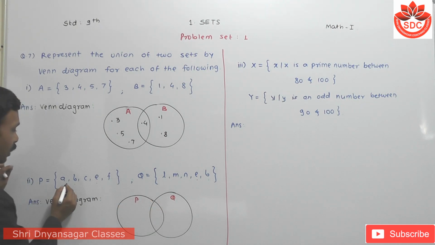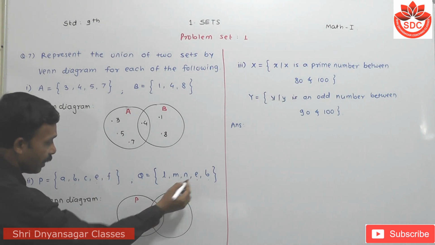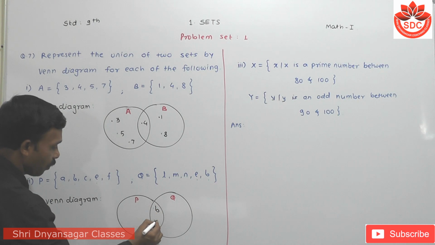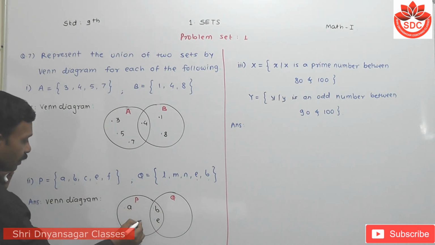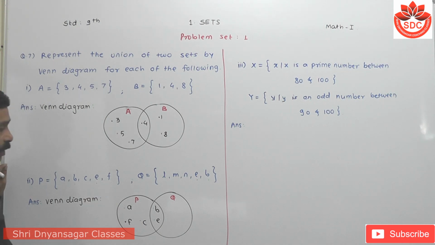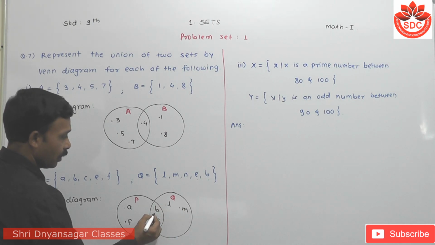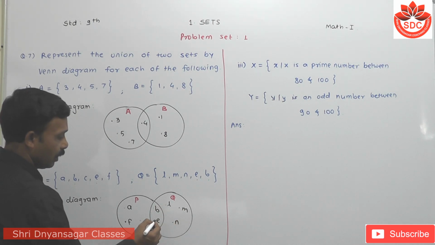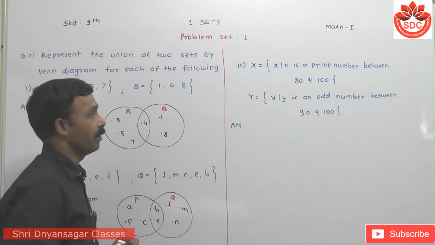Now the elements of the set P are A, B, C, E, F. Here B and E are common, so I have to write the common elements first. Then the remaining: here is A, then C and F, the set P. And Q contains elements L, M, N, E and B. This is the union of the sets P and Q using a Venn diagram.